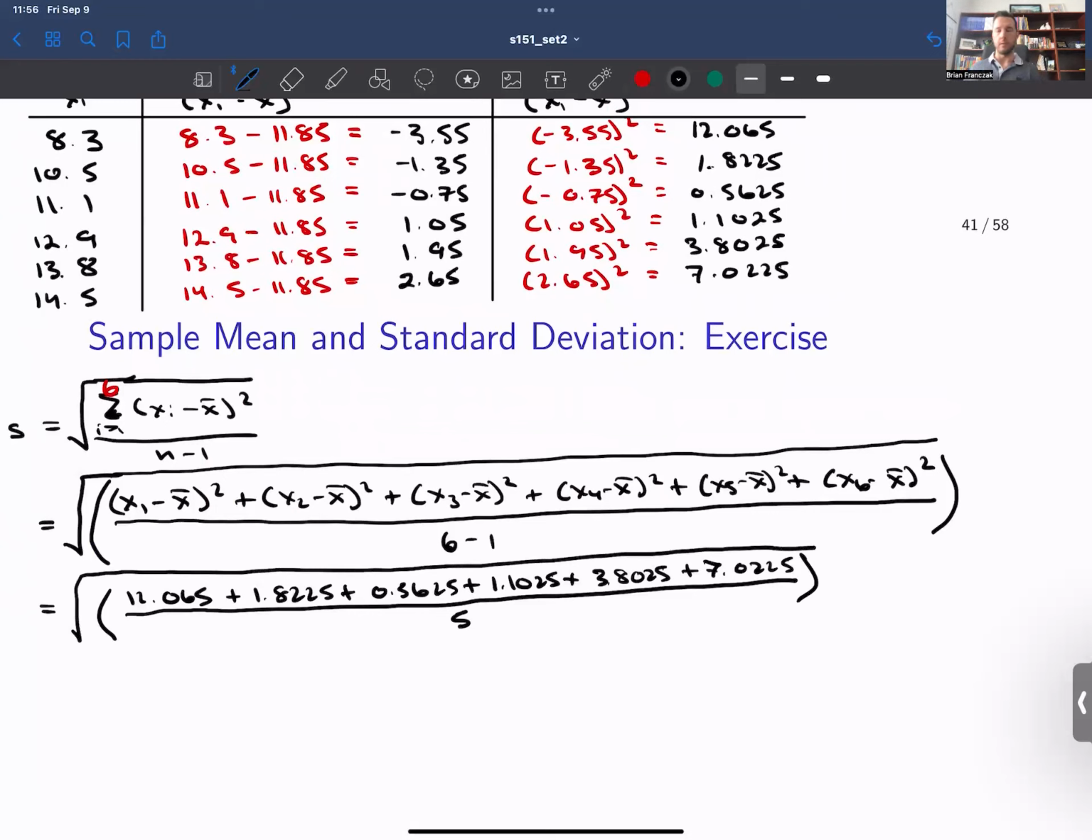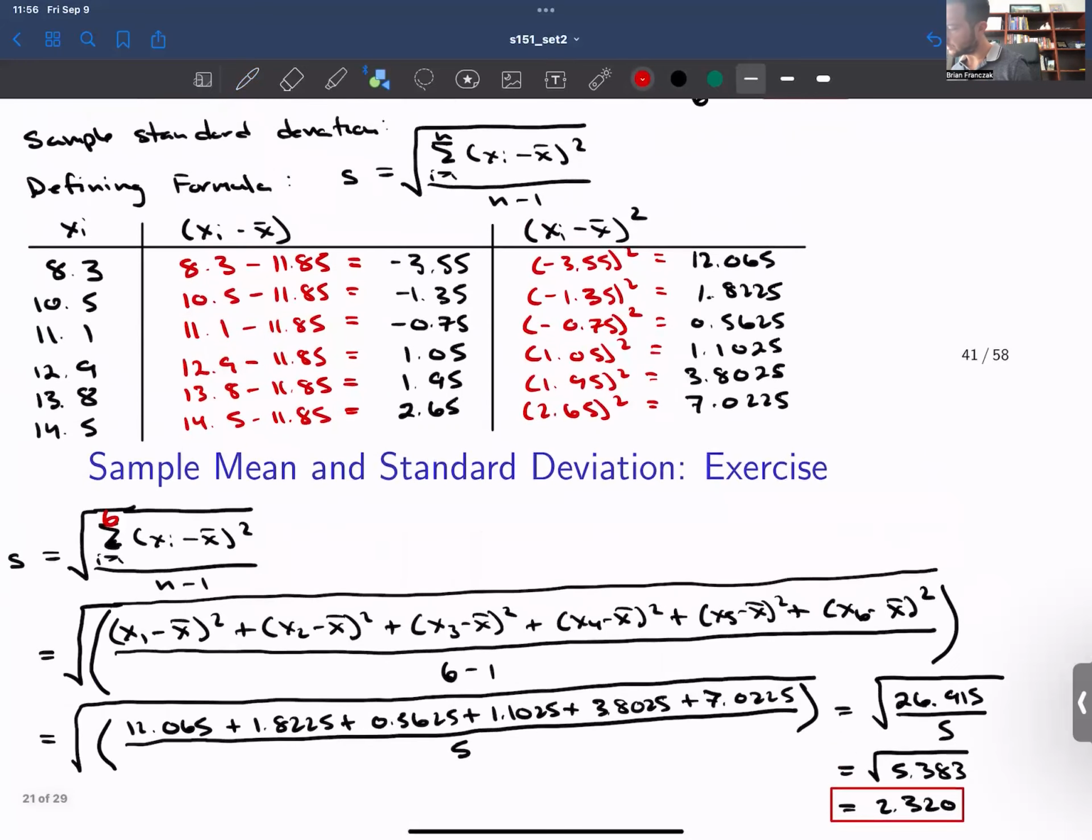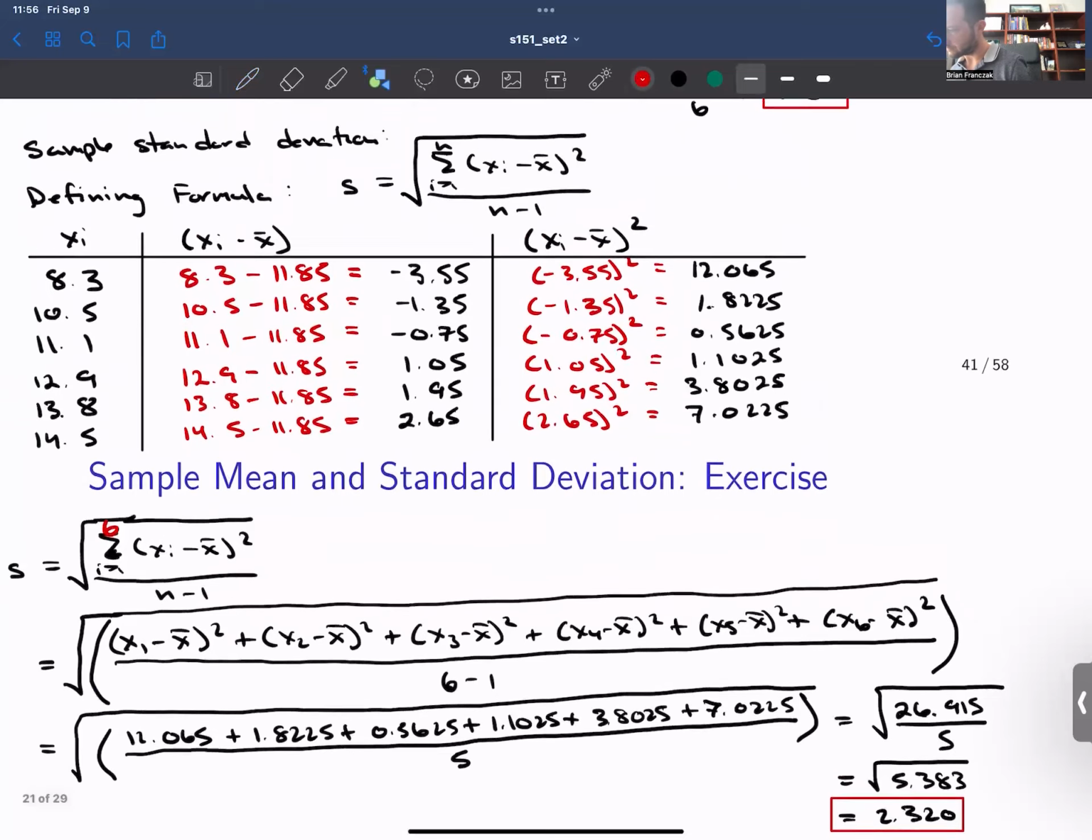Right? So that will give us the square root of 26.915 divided by 5, okay, which gives us the square root of 5.383, which is equal to 2.320. Okay, so that's our first way of computing the sample standard deviation.